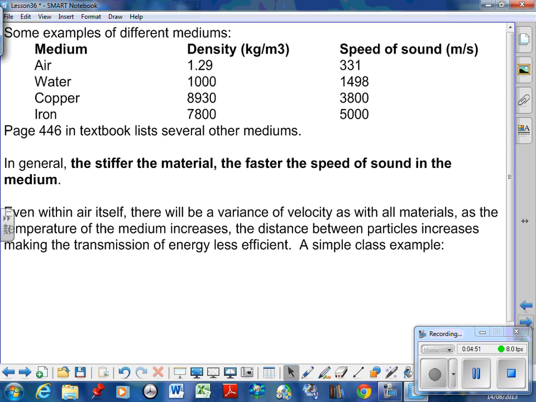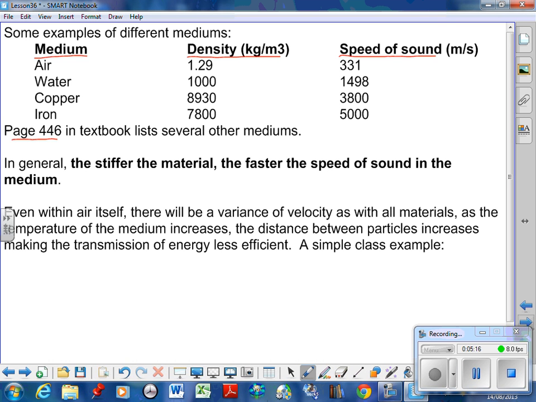So some examples of different mediums. Just to give you a feel for this, in our current textbook, it's page 446 where you'll see a list of them. But I want you to just pay attention to the categories here. We have medium, we have density, and we have speed of sound. So air has a density of about 1.29 and speed's about 331 meters per second.